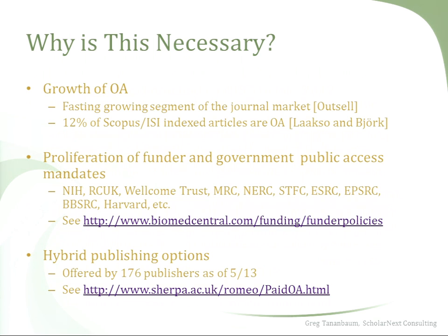And then the third strand is the growth of these hybrid publishing options. So the notion that there are traditional, subscription-based journals, and they're offering authors the choice to make their individual articles open access by paying a fee and unlocking those articles. As of the time I sat down to write this presentation a week or 2 ago, there are 176 publishers around the world that offer this type of option. And again, there's a link where you can see all of the different publishers and go off and examine all their different policies.